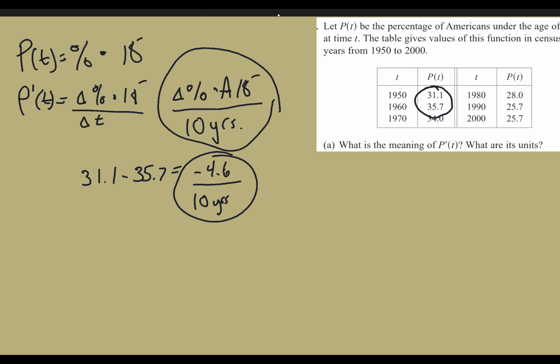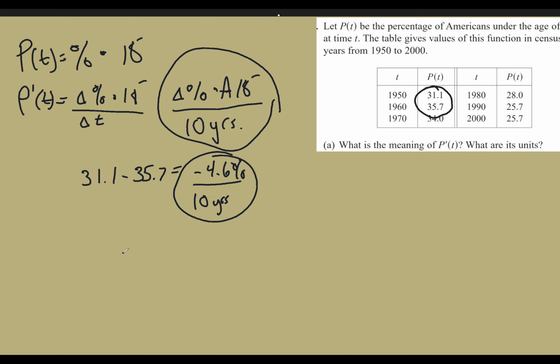And there's no unit up top here as far as I can tell, is it? Because percentage isn't a unit, right? I guess we can call it percent. That means that over the course of 10 years, which is our one time step here, the percentage of Americans under 18 has gone down by 4.6. That's all that means. That's all it means.